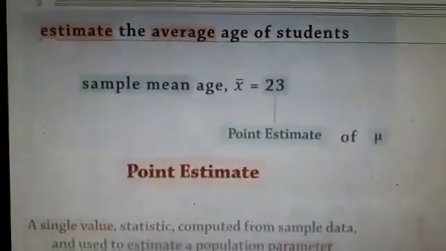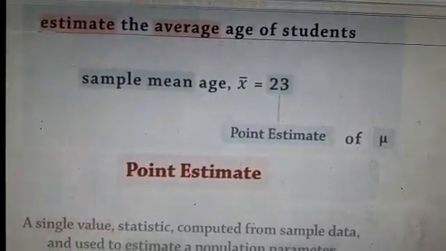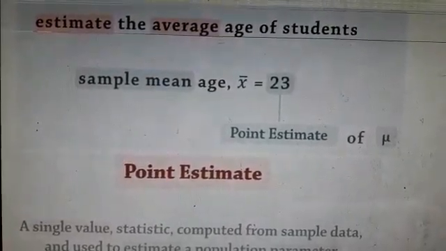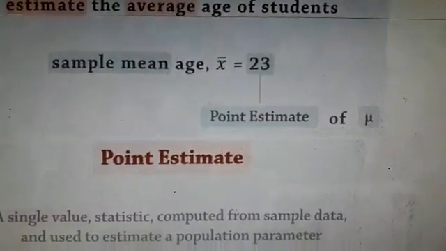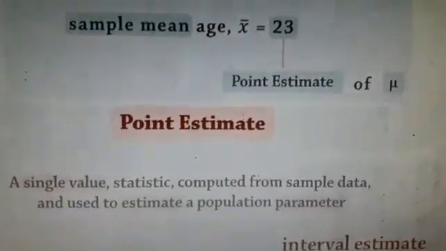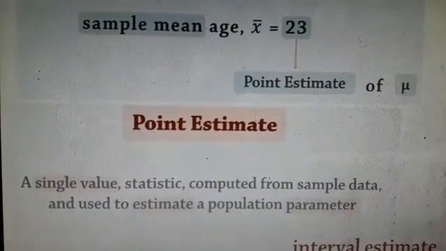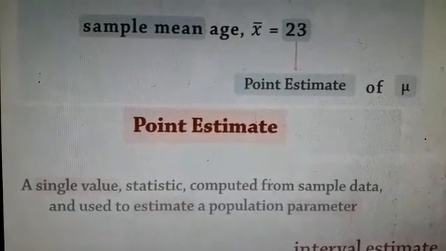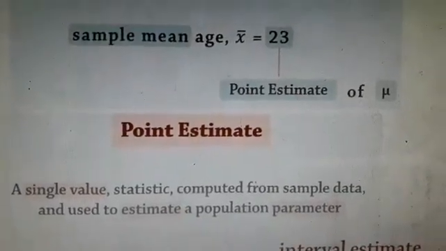Now we'll talk about what we understand by a point estimate and by an interval estimate. Suppose we are finding the average age of the students in the class. We found the sample mean, x bar, equal to 23. This 23 is a single value, a point estimate of the population mean, mu. A point estimate is a single value or statistic computed from the sample data and used to estimate a population parameter. So this mean 23 is a point estimate calculated from the sample, by which we can estimate the population parameter mu.